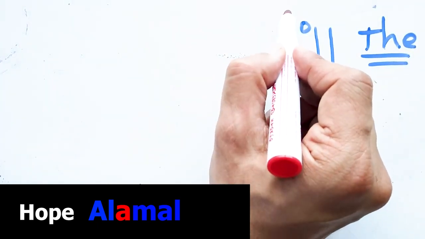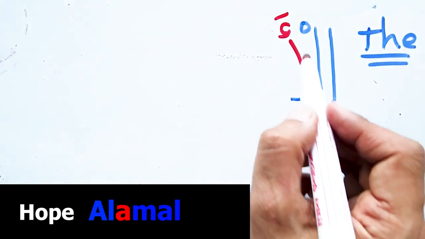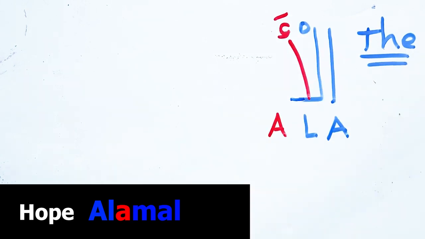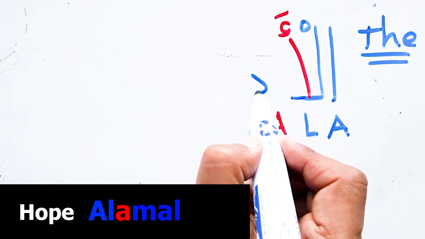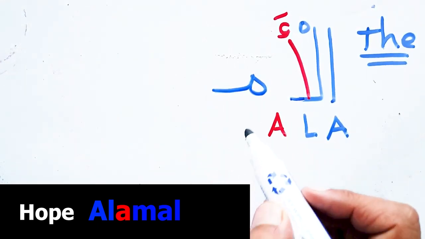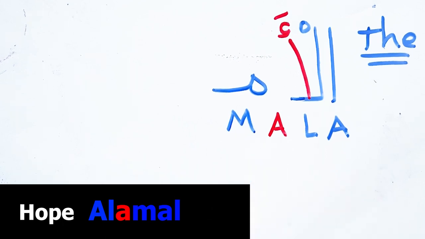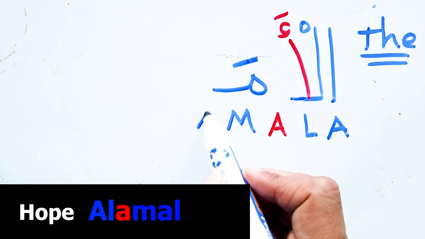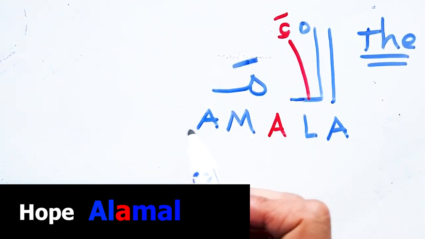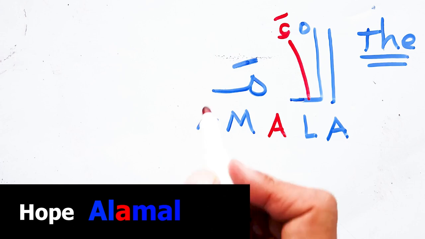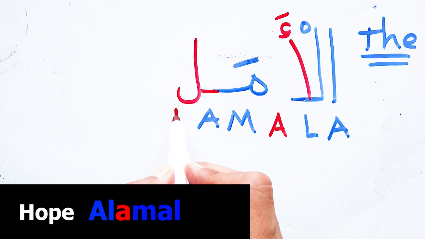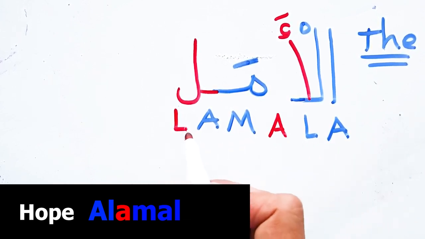Al-amal. This letter, alif with fatha, has the sound of A. So this part here will sound like A together. The sound of M. Meem sounds like M. Let's add it here. We have fatha. It sounds like A. Al-amal. The sound of L here. So let's add it here. Al-amal.